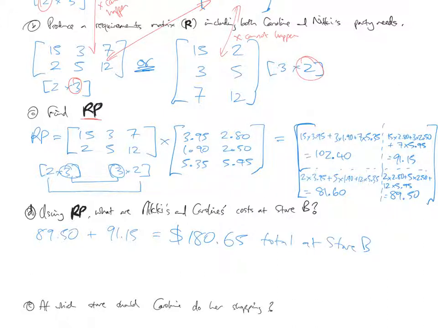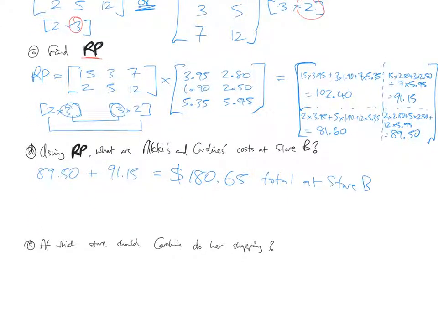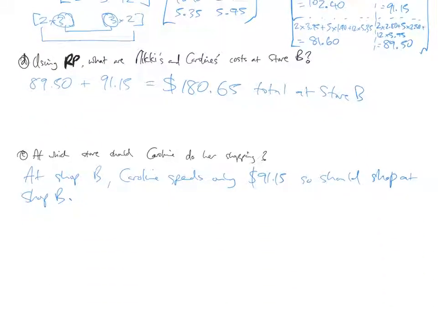At which store should Caroline do her shopping? So where Caroline's requirements row has been used is this top row here. So you're looking at whether shop A is cheaper or shop B is cheaper, and obviously shop B is cheaper. At shop B, Caroline spends only $91.15, so she should shop at shop B.